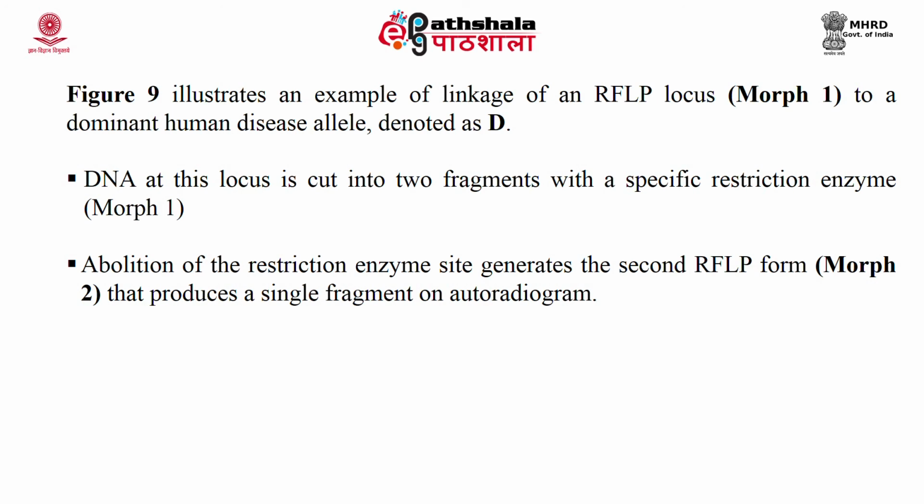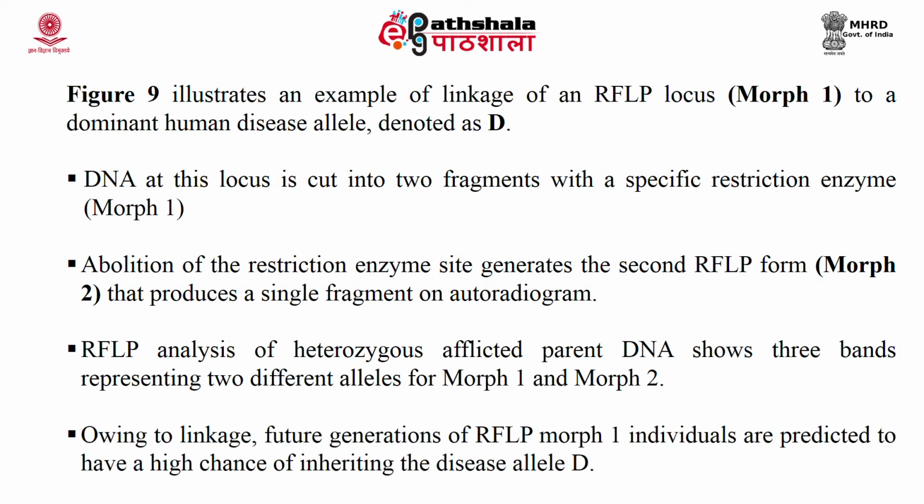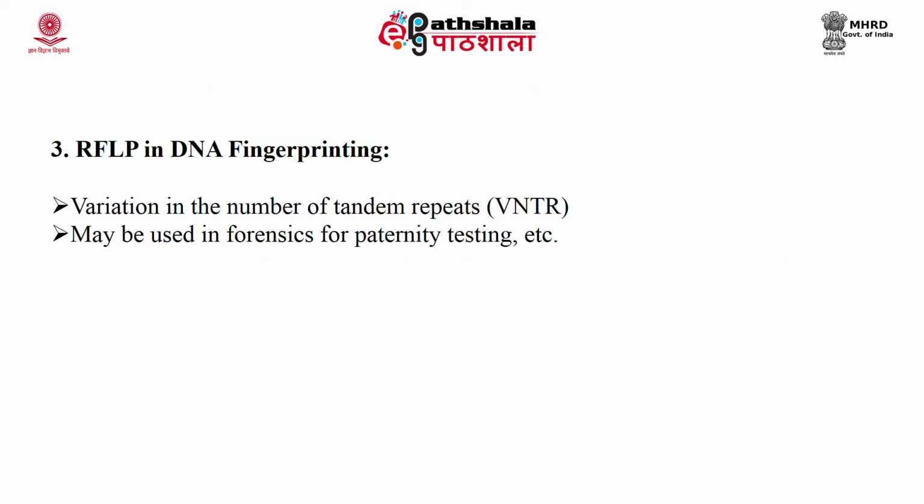Abolition of the restriction enzyme site generates the second RFLP from MOF2 that produces a single fragment on autoradiogram. RFLP analysis on heterozygous afflicted parent DNA shows 3 bands representing 2 different alleles for MOF1 and MOF2. Owing to linkage, future generations of the RFLP MOF1 individuals are predicted to have a high chance of inheriting the disease allele D.